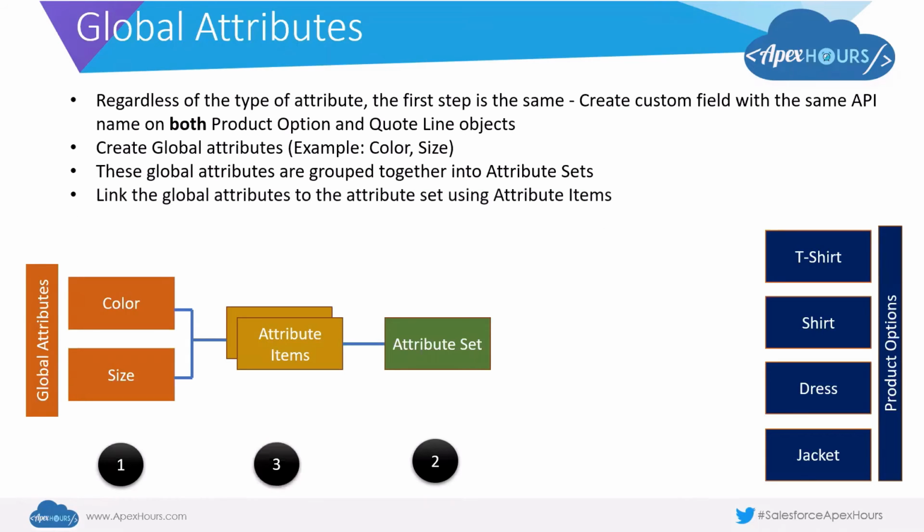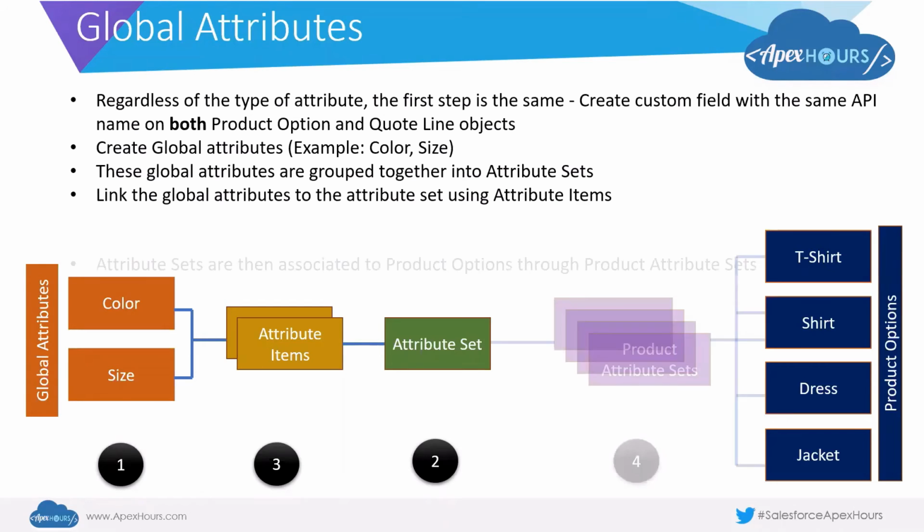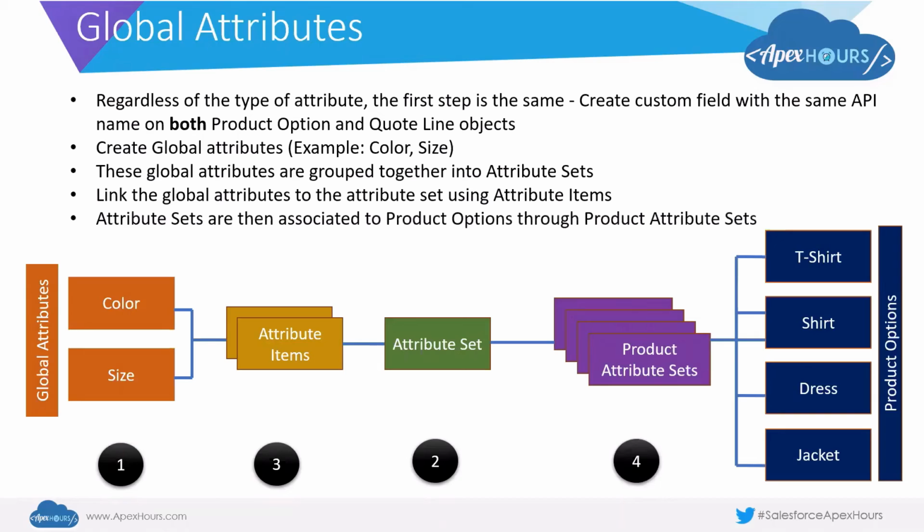How do we link these global attributes that we created with the attribute set? That is where attribute items comes into play. So you can link the global attributes, the color and size that we created, to the attribute set, which is a clothing attribute set, using the attribute items. Now that we link this, the next step and the final step is to link the attribute sets to the product options. So that is where product attribute sets comes into play. So product attribute set will link the attribute set that we created, the clothing attribute set, to each of these product options like t-shirt, shirt, dress, and jacket, so that our use case is fulfilled.